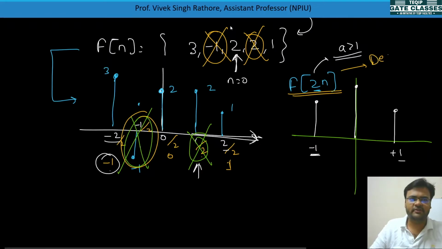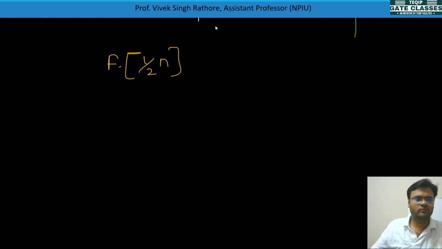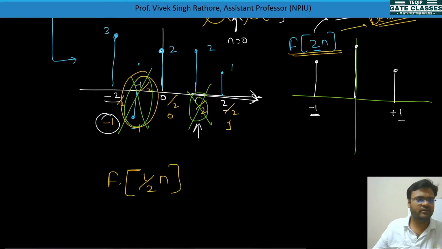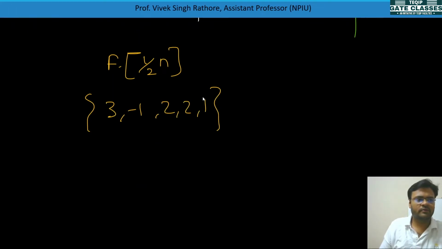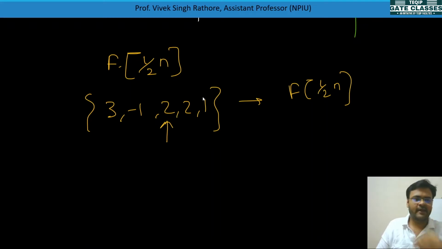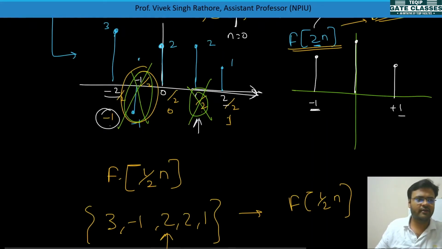decimation. Now, whenever we want to do a scaling factor with a less than 1, let's suppose we need to do f of half n. So let's try with this signal only. This signal was 3, -1, 2, 2, 1. This was our signal, this was f(n). Now we need to calculate f of half n. So for half n, as I have told you, you just need to divide all n values with the scaling factor.